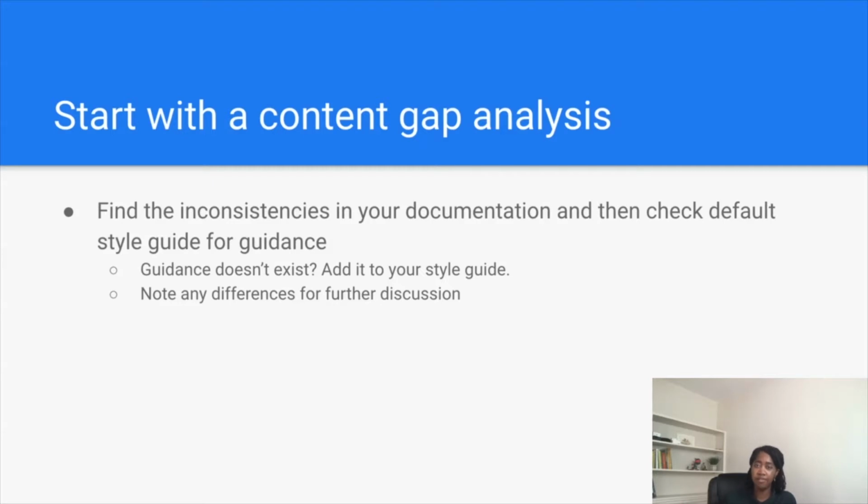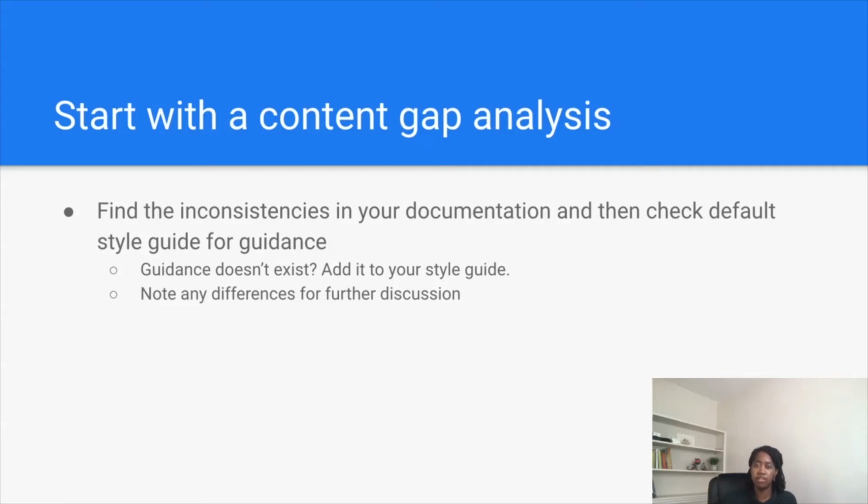Now, if you don't have a default style guide, maybe you just joined a team and you found out they don't even have one, that's fine. You can still do this. Go through the documentation, and then just note any problem areas, and that could be the basis for your style guide. And you can note any differences for discussion with your teammates.